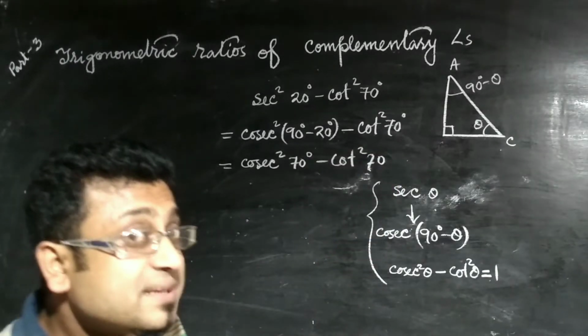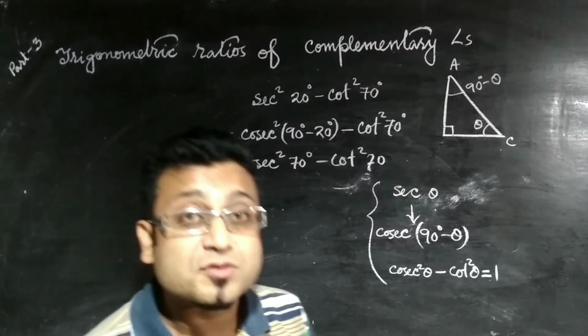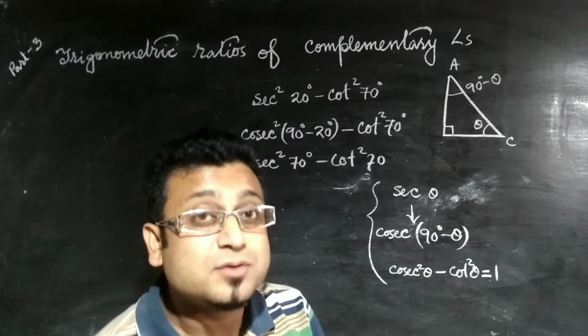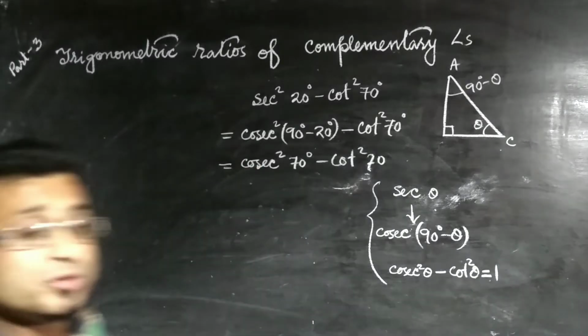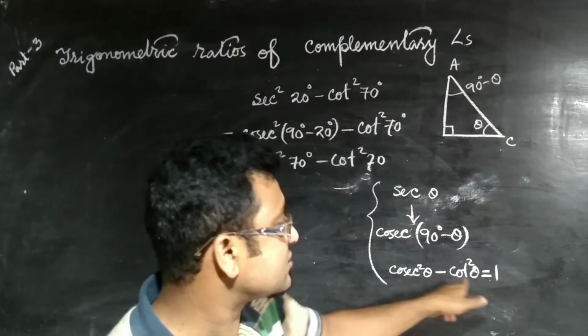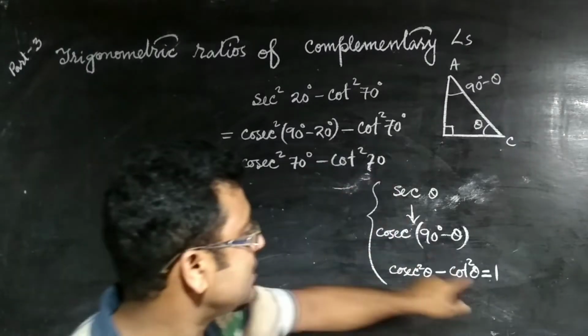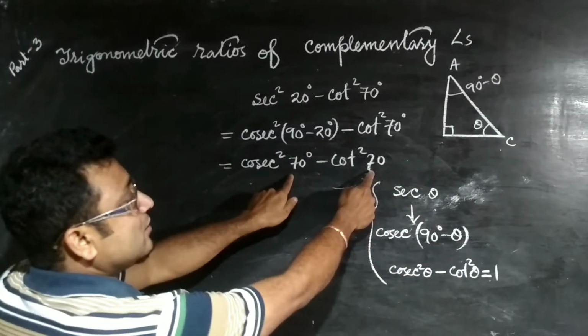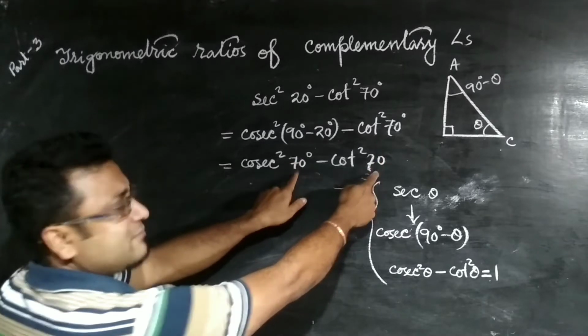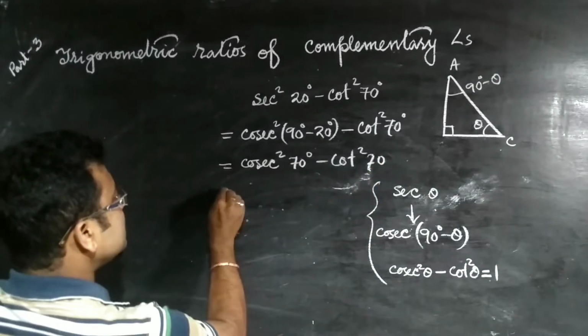Again, there might be some confusion. How to find the value of cosec square 70? No need to remember cosec square 70. We know one formula is cosec square minus cot square is 1. Cosec square theta minus cot square theta, what will be the answer? 1. Whatever may be the angle, whether it is 70 or 50 or 80, immaterial, we are going to get 1.